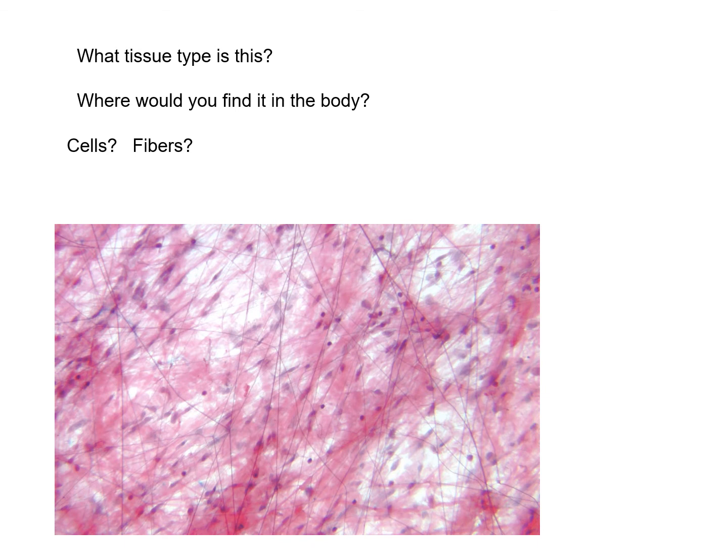That's dense irregular. That is loose areolar connective tissue. You would find it in many places. It would be surrounding organs. What cells would you find here? Fibroblasts. Collagen. Those are fibers, not cells, but yes, you would find fibers there.